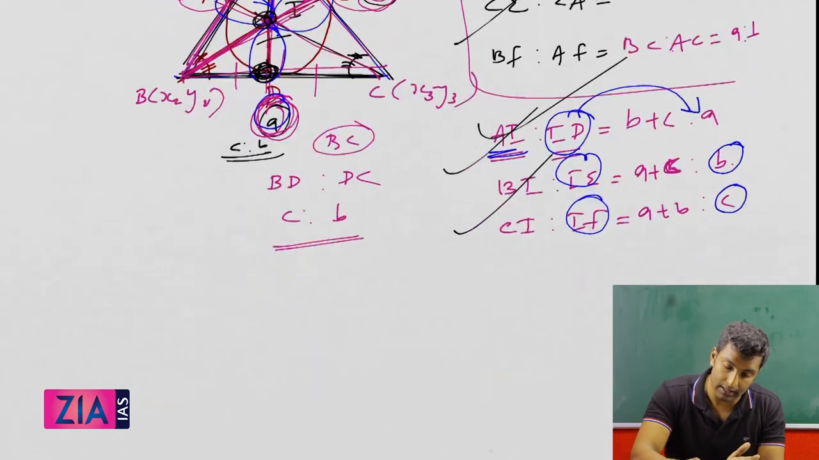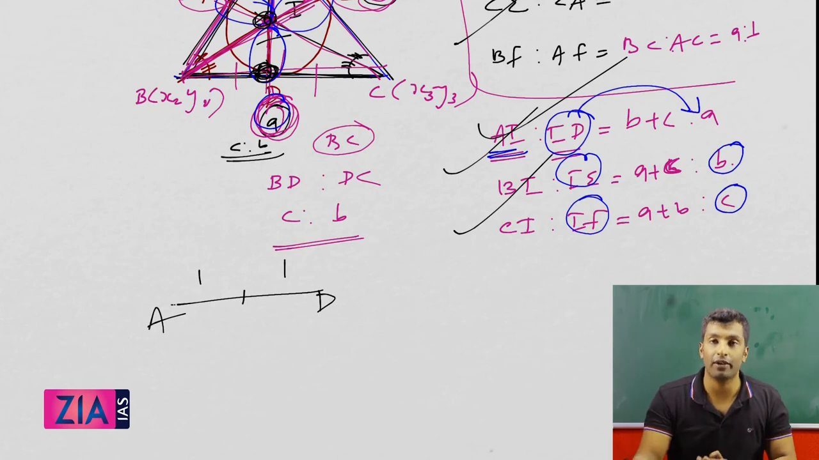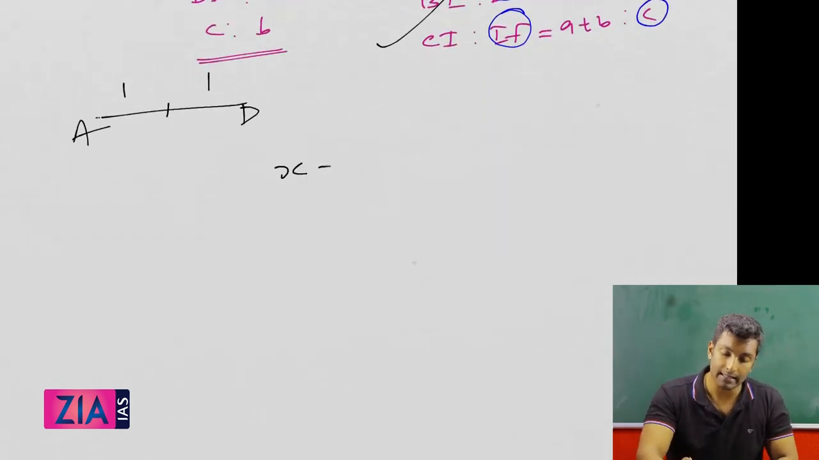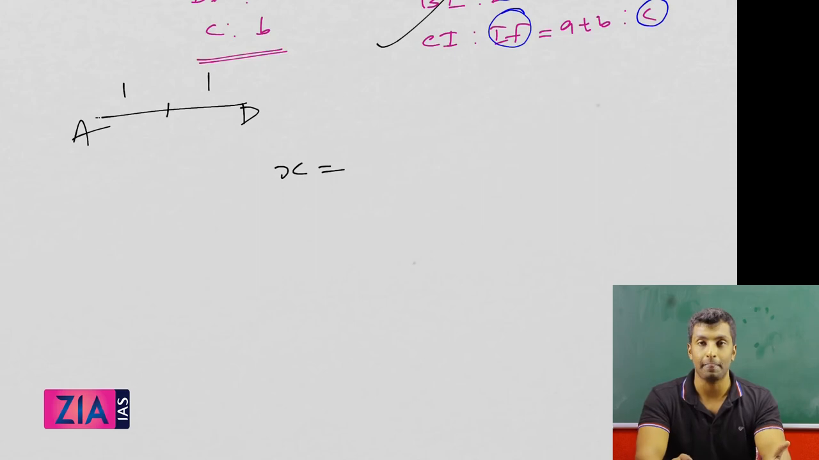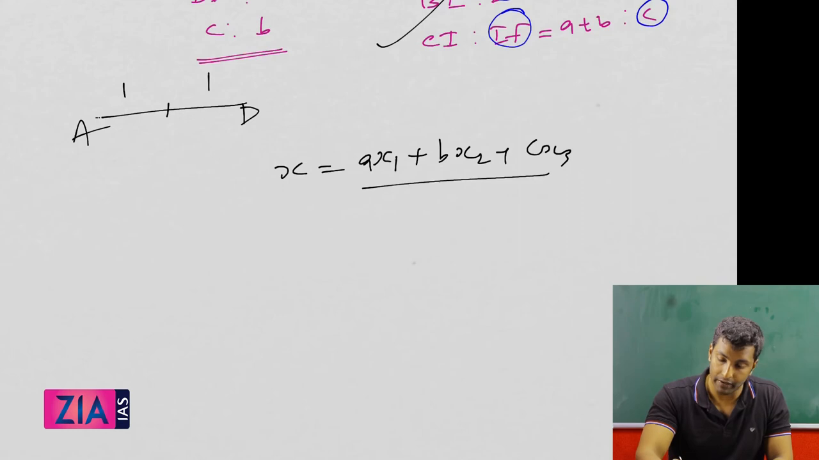Once you get this AD, A and D, and you know this ratio, you can apply the section formula and you can get it. And finally you will get x is equal to, I just told you how you're getting it. Now I don't want to explain it completely because that is not at all required for your exam. So x is equal to ax1 plus bx2 plus cx3 divided by a plus b plus c.